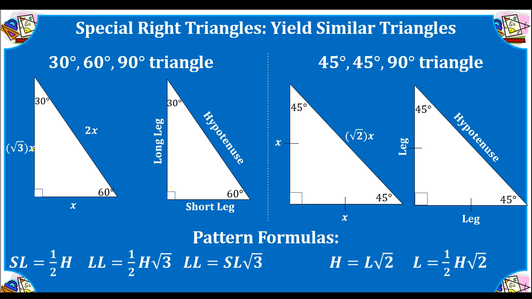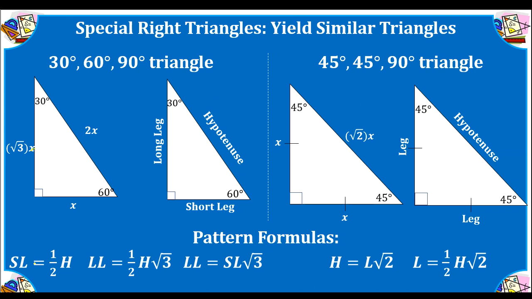So you have the long leg, you have the short leg, and you have the hypotenuse. Again, the short leg is opposite the 30 degrees. The long leg is opposite the 60 degrees, and your hypotenuse, as we already know, is opposite of the 90 degrees. So there are some patterns that formulate here, and we're going to use these pattern formulas to help find missing lengths of right triangles.